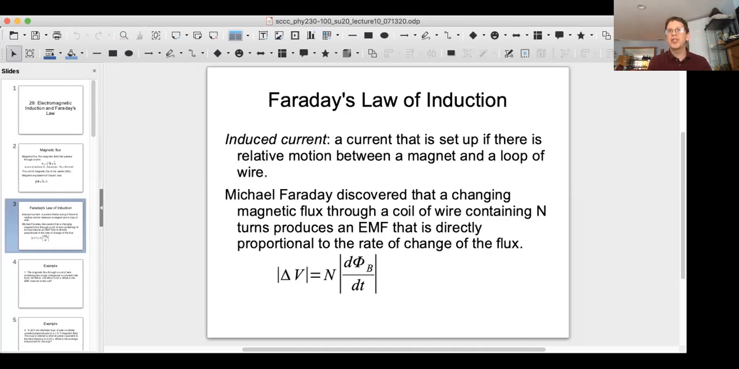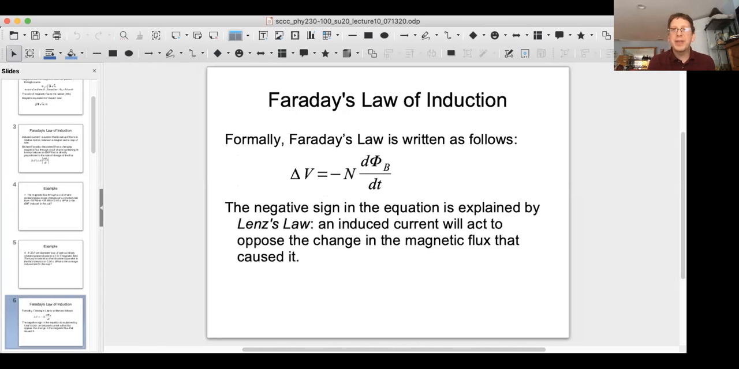So if you change B, you change A, or you change theta, you're changing the magnetic flux, and any of those changes will cause an induced voltage within the loop. And the magnitude of that voltage is equal to the number of turns of wire in the coil, or the number of loops of wire in the coil, multiplied by the rate of change of the magnetic flux. So the more quickly the magnetic flux is changing, the greater the induced voltage.